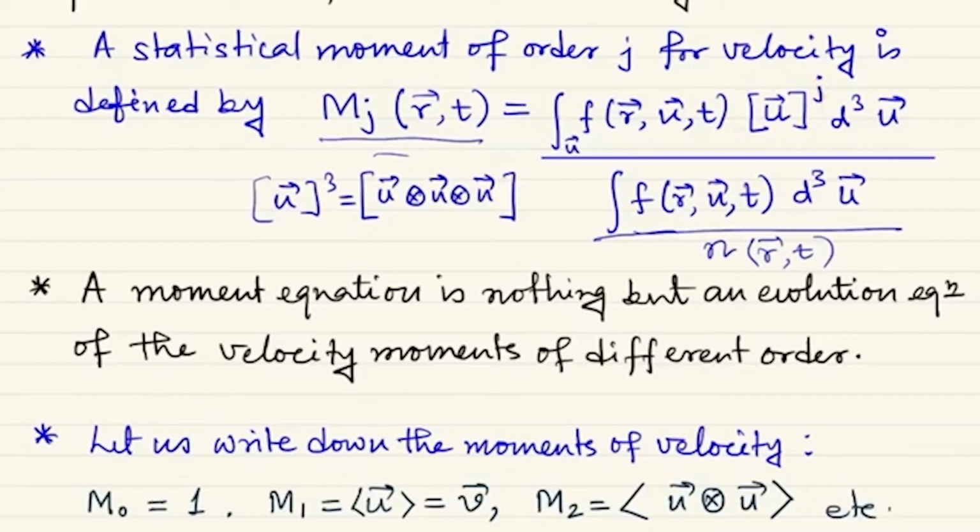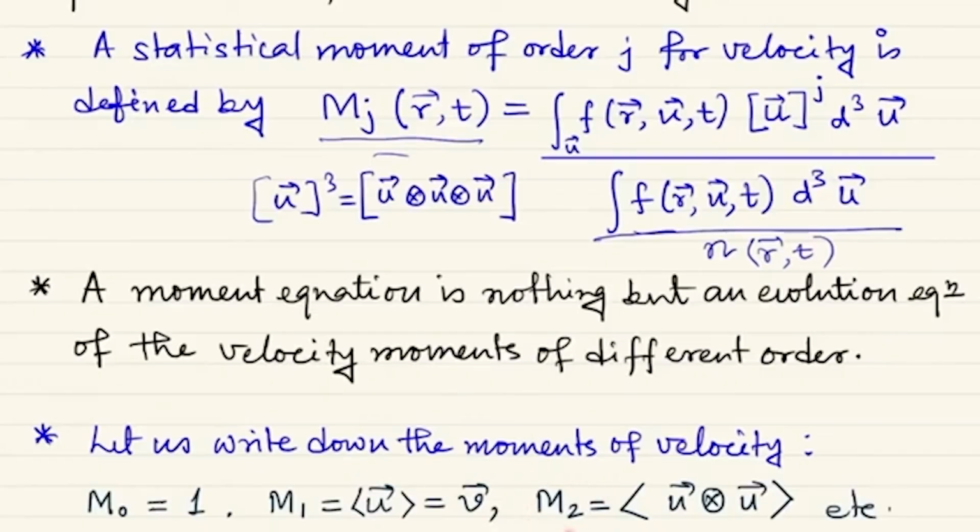m_1 is obtained if we put j equal to 1. It will be simply the integral of f u d³u divided by n, which is nothing but the average value of u, and we call it v. You will understand later that v is something similar to the macroscopic velocity.